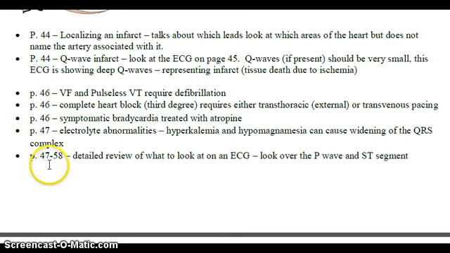And then starting on page 47 all the way to the end of chapter 3 is a detailed review of what to look at on an EKG. Especially pay special attention again to your waves and segments, like your P wave, just knowing that P wave represents atrial depolarization, and again that ST segment. And again, this section is pretty detailed. You don't need to know it in that great of detail, but if you just have a general idea of what each line and segment does and what it represents, that's what you need to know.